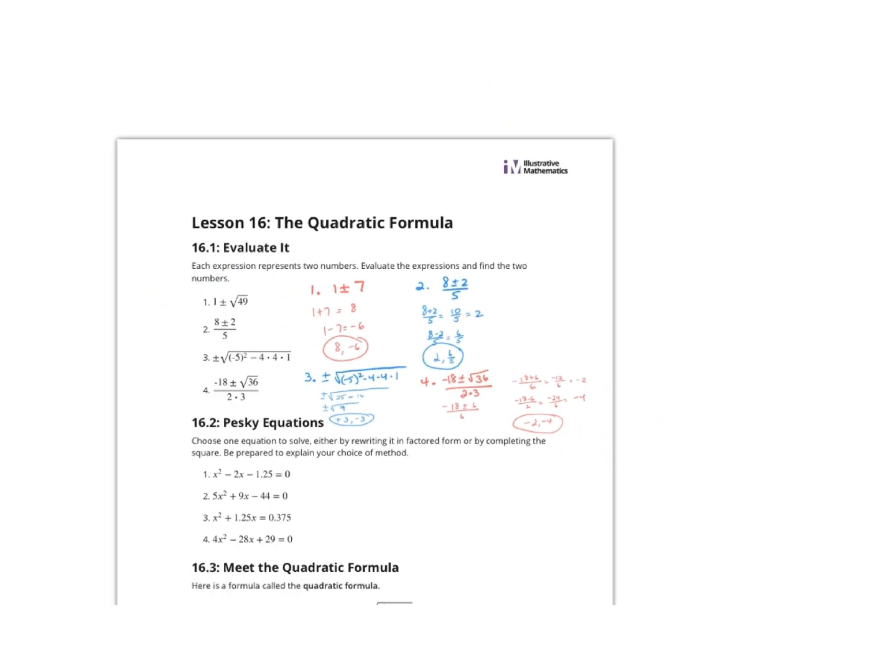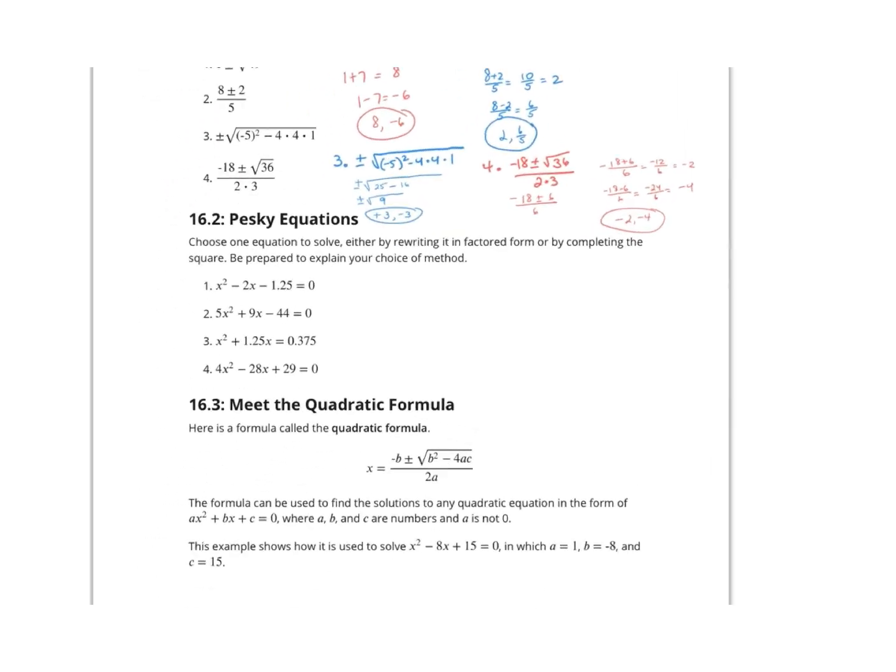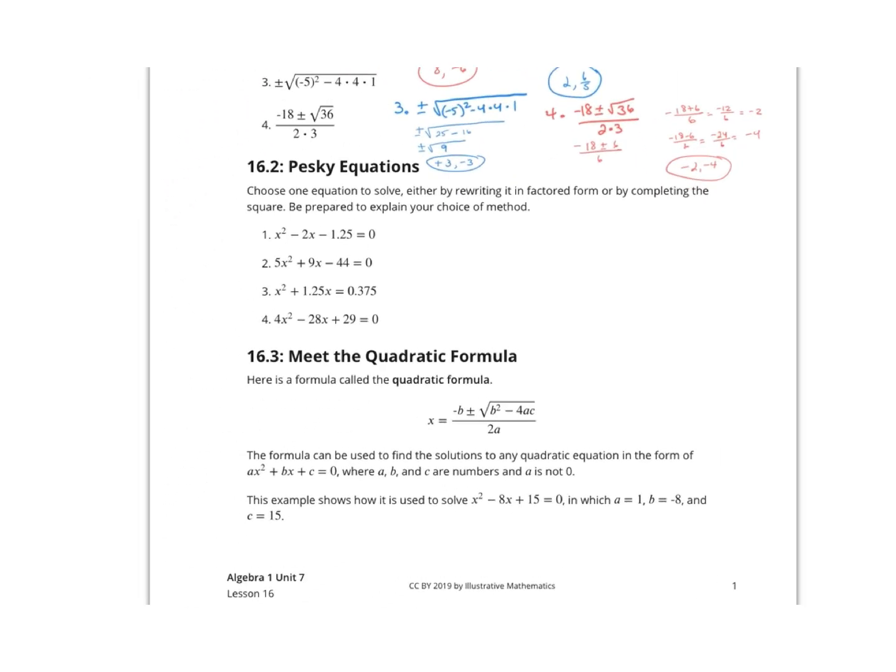All right, let's move on to the next activity. For this activity, you're going to choose one equation to solve either by rewriting it in factored form and using the zero product property or by completing the square, whatever choice you prefer, but just make sure you choose one of those.